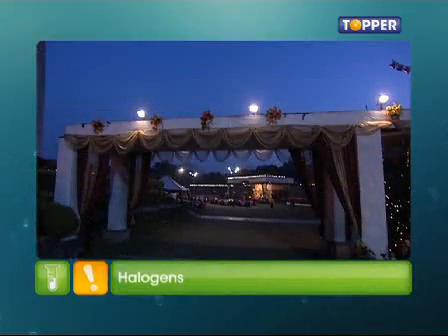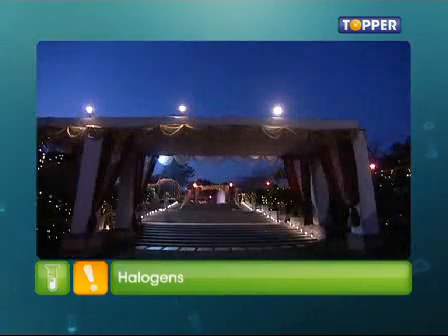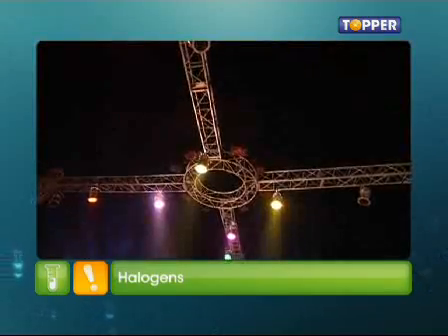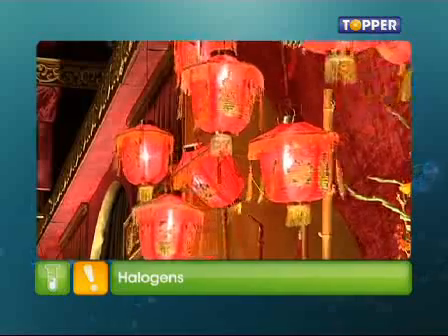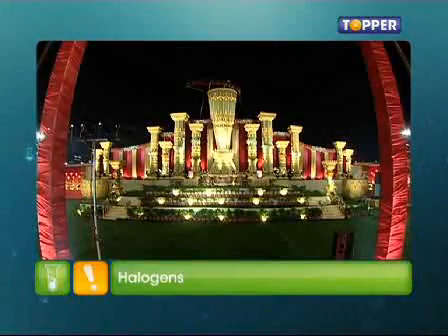Think of all those halogen lamps in all those huge tents for a wedding function. Which elements do you think are used in them? Group 17 elements, of course.